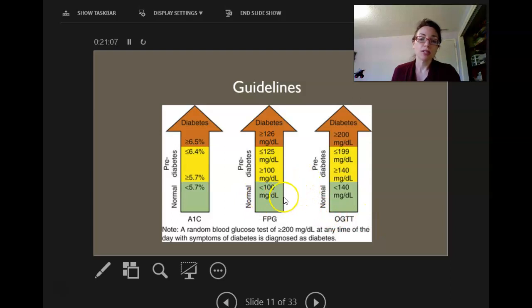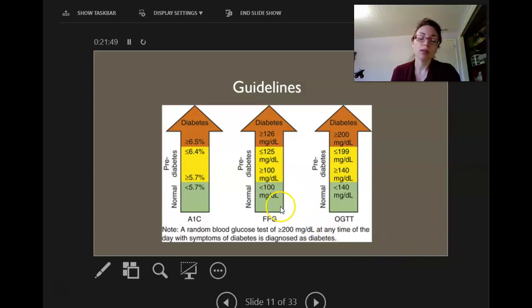So these numbers: normal, pre-diabetes, and then a diagnosis of diabetes. Prediabetes and diabetes can be identified using any one of the three tests. So they can use the glycosylated hemoglobin A1C, fasting plasma glucose, that's the FPG, or oral glucose tolerance, OGTT. These tests have distinct diagnostic thresholds for the diagnosis.